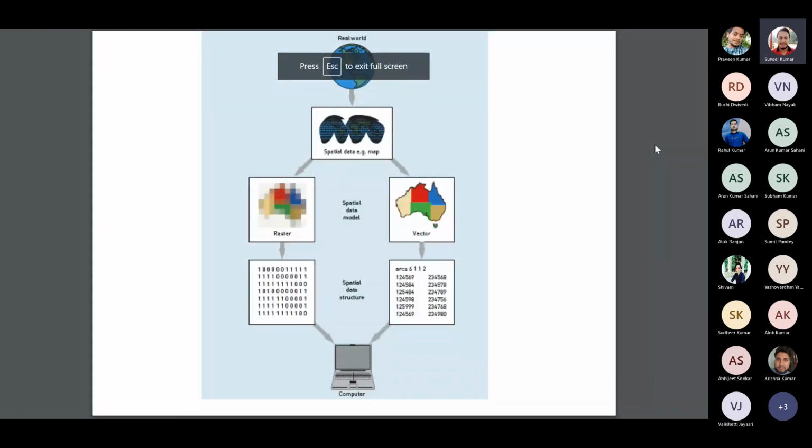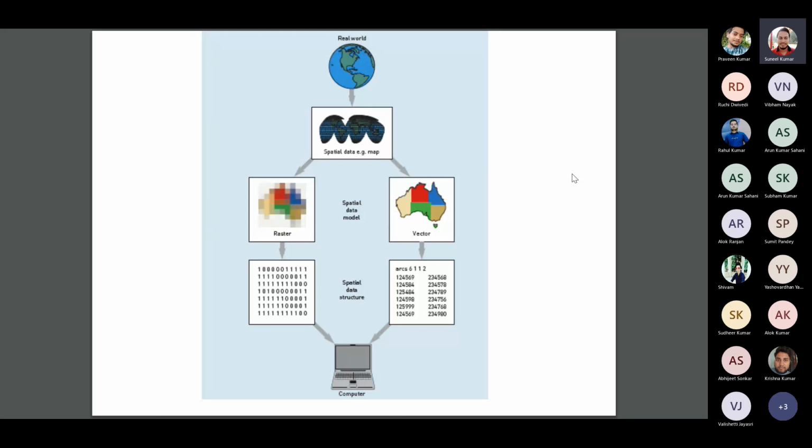So as you can see in this diagram, first of all, we have to decide what will be the spatial data that we are going to use in our GIS project or which we are going to model. Once the spatial data is selected from the real world, the second step is about how that spatial data is going to be modeled. Two options are present, raster data model and vector data model. We have started the discussion of raster data model, and once this raster data model is completed, the next will be the vector data model.